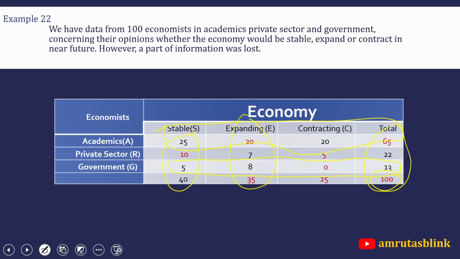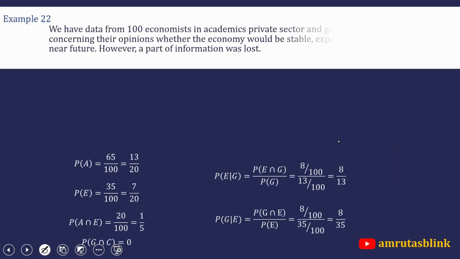Now we are left with only one entry, this one. So 40 plus 35 plus x is equal to 100. That's why this contracting total is 25, and this 5 is already there. So 20 plus 5 plus 0 is equal to 25. You can also cross check. So we have all the values in this table, and now we will calculate the probabilities for the given scenarios.